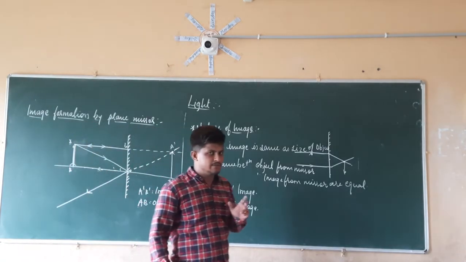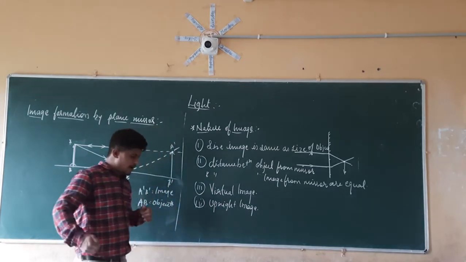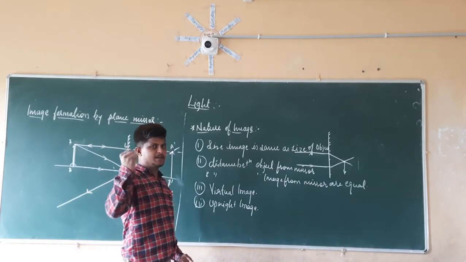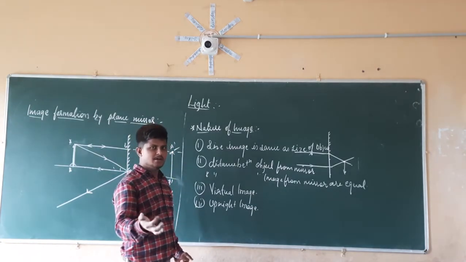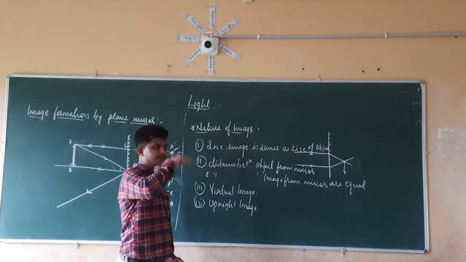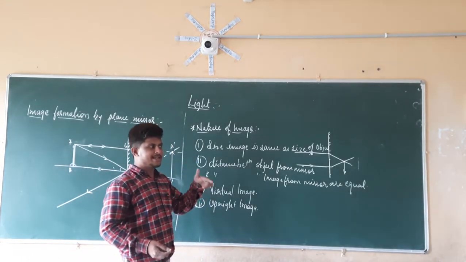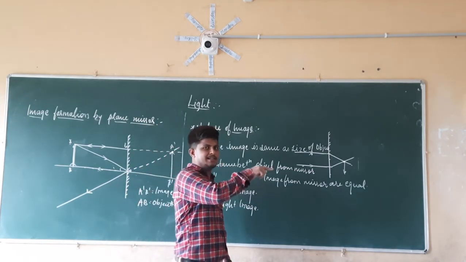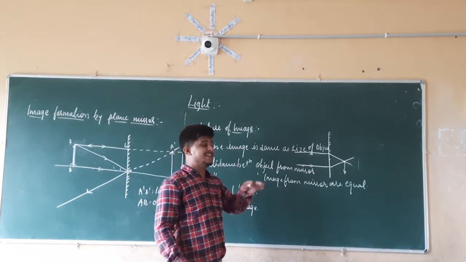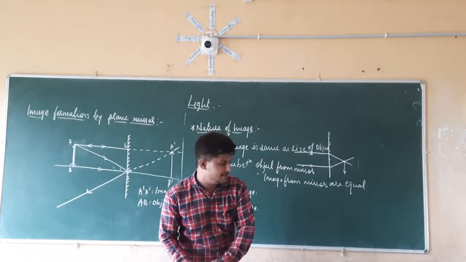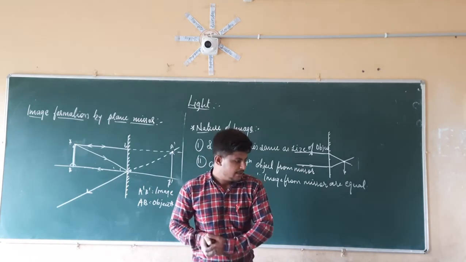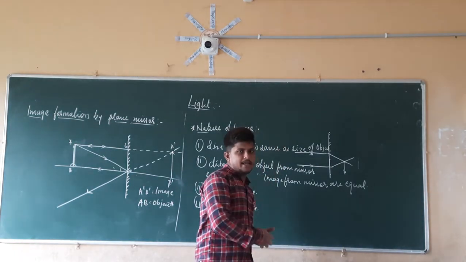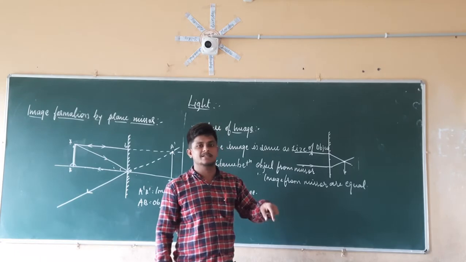Now in this class, I am standing in front of a plane mirror. My right hand in the plane mirror looks like the left hand. My left hand looks like the right hand inside the mirror. My left leg looks like the right leg, and my right leg looks like the left leg. If I am playing right hand cricket in front of a mirror, inside the mirror it looks like left hand. If I am playing left hand cricket, it looks like he is playing right hand.